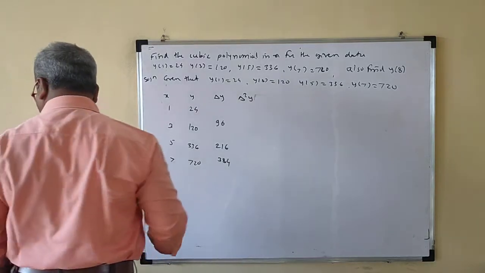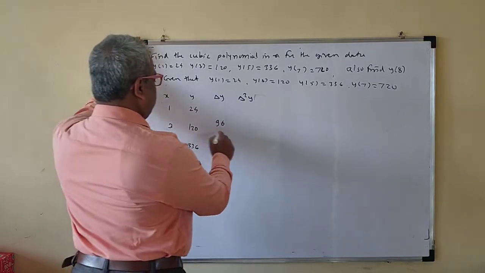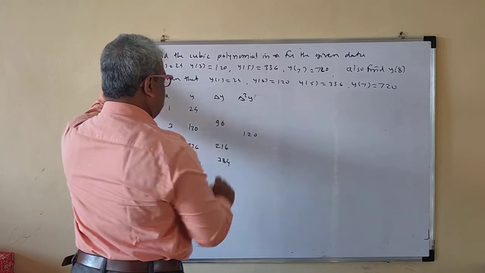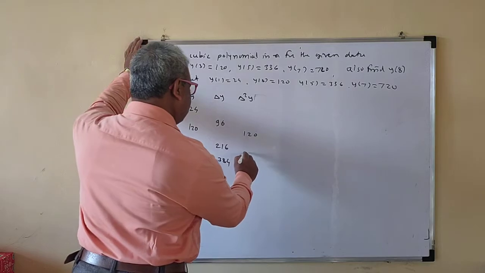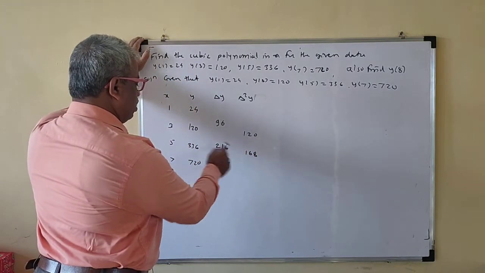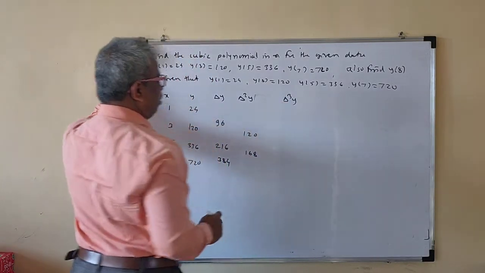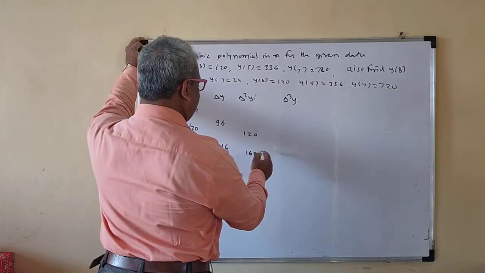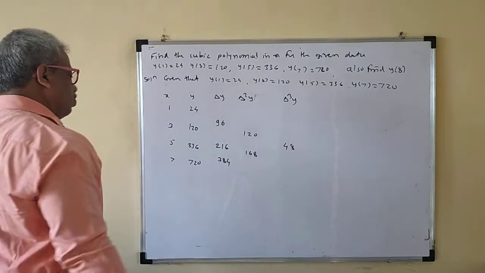So 126 minus 96. Is it 120? 120 is 6. Yes. And then this is what? This is 168. So this is 4, this is 8. Okay, so this is 168. 10 cube y. So 10 cube is what? So 120 is there. Then this is what? 48. This will be the 48.